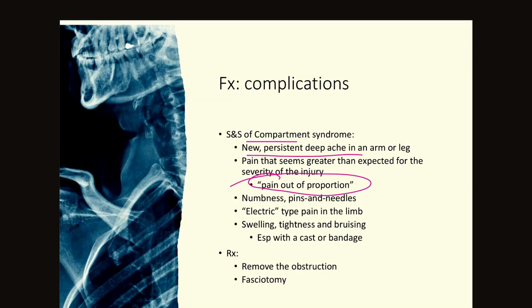Numbness, pins and needles, an electric type, that's from the neuropathy that's forming. Swelling, tightness, and bruising, especially with a cast or a bandage. So the treatment, obviously, number one, remove the obstruction if there is one. If you wrapped it too tight in an ACE wrap, undo it. So whatever the obstruction is, the cast, remove it.